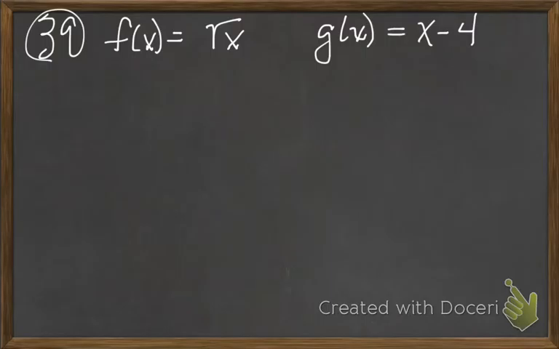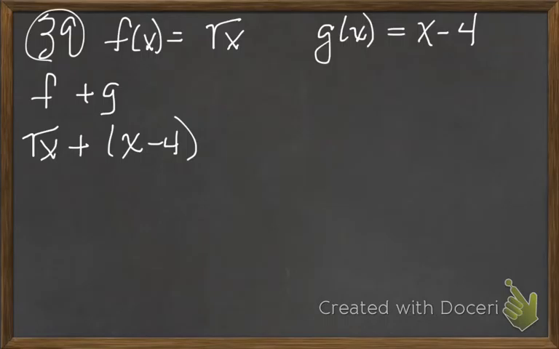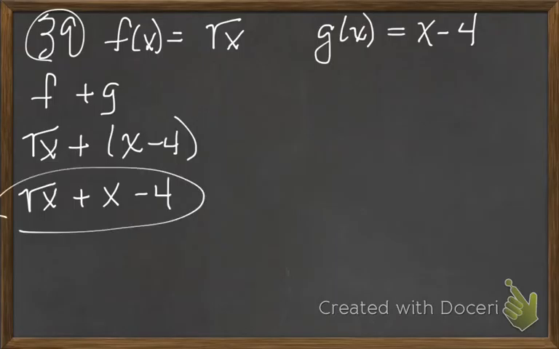So again, your directions are going to tell you to add the functions, subtract the functions, multiply the functions, and divide the functions. Alright, so if we are adding, that's going to give us the square root of x plus x minus 4. And when we're adding, we can just drop the parentheses and combine like terms. But guess what? There are no like terms. So you just write square root of x plus x minus 4. If you're adding, drop the parentheses, combine like terms, that's your sum.